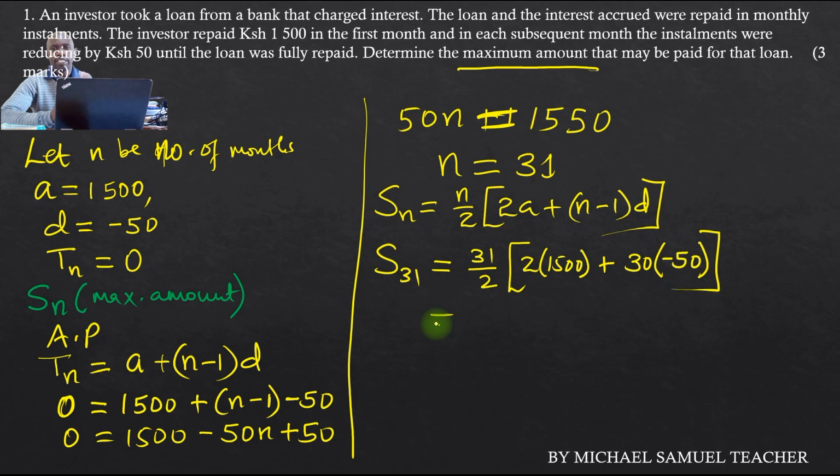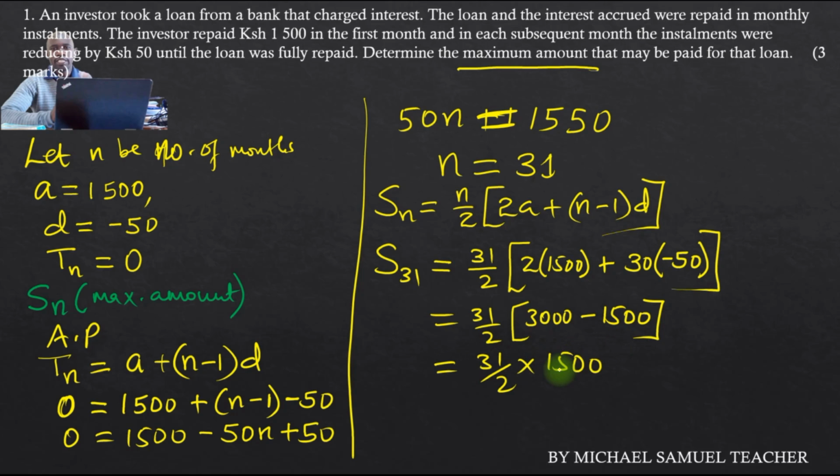Then from there, this is 31 over 2, 3,000 minus 1,500. So this will be 31 over 2 multiplied by 1,500. If you work it out, we end up getting the amount which was repaid is 23,250 shillings. So that's how question 1 was done.